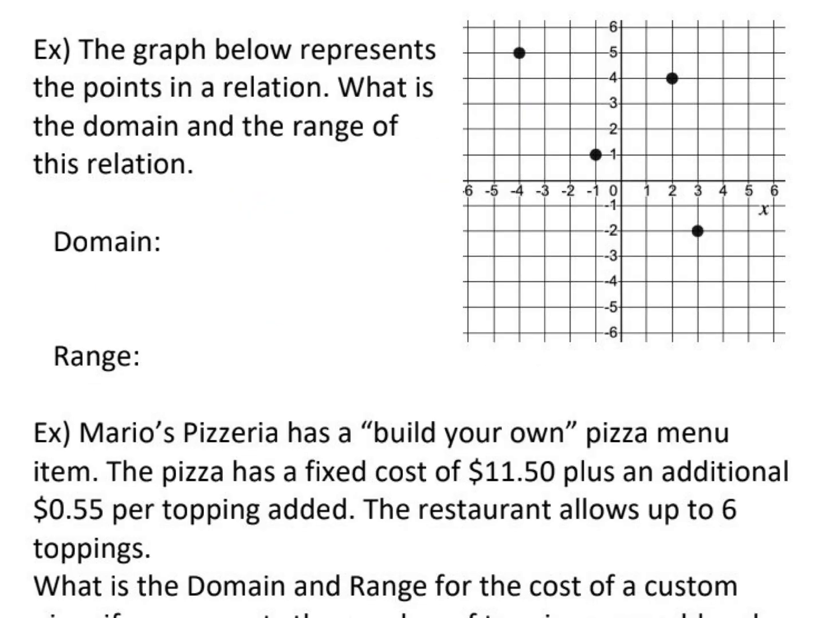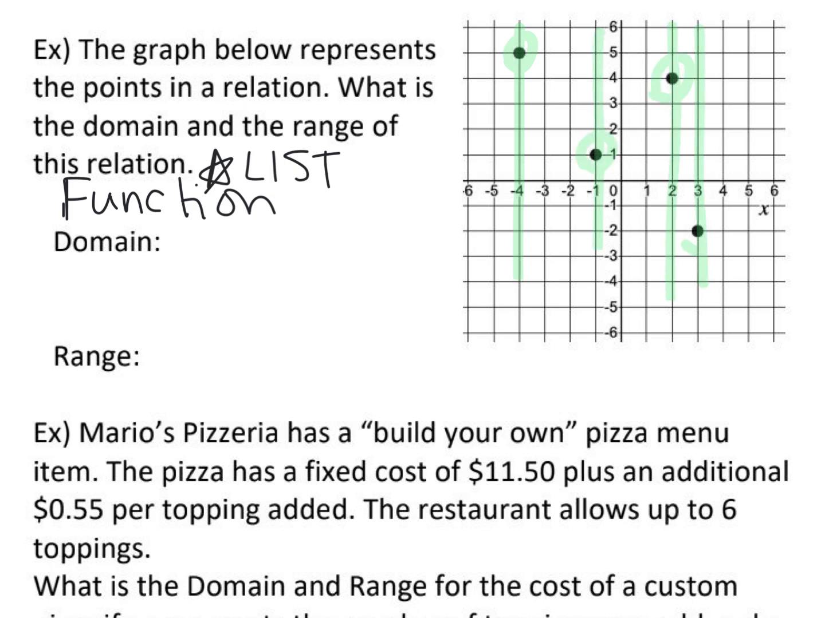So here, oh, we have dots. I want you to remember, dots mean that we need to list. We are not going to connect the dots. Is this a function? Yes, it is, because if we drew our vertical lines, it would only touch the graph one time. So if you wanted to see that, look, once, once, once, once, okay?